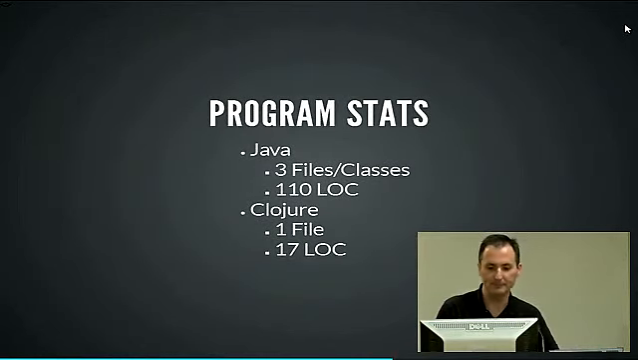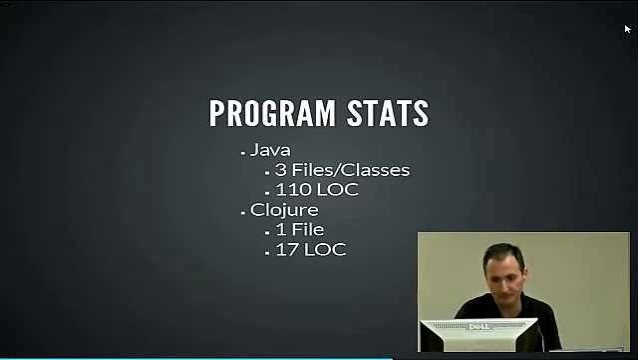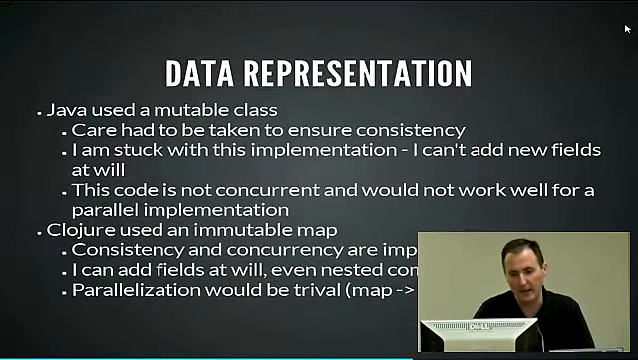So let's compare what we get. In Java, I have 3 files, 3 classes, 110 lines of code. In Clojure, I had 1 file, 17 lines of code. I was able to fit the entire example on one slide. So some observations. How did I represent my data?